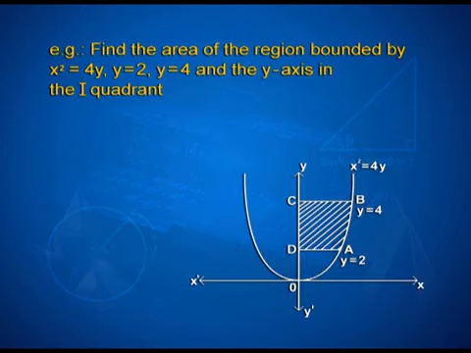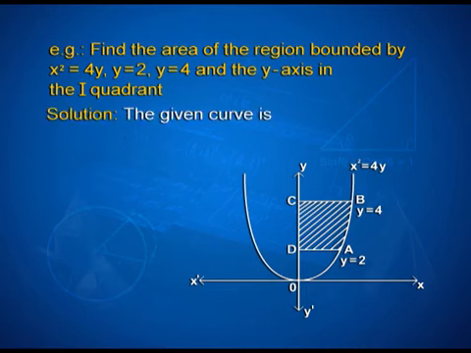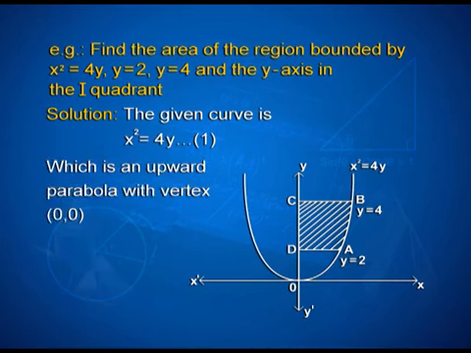Another example here: find the area of the region bounded by x square equal to 4y, y equal to 2, y equal to 4 and the y axis in the first quadrant. For the solution, the given curve is x square equal to 4y, which is an upward parabola with vertex at the origin (0, 0), and y equal to 2 and y equal to 4 are the lines here, and we are supposed to find the shaded area ABCD.